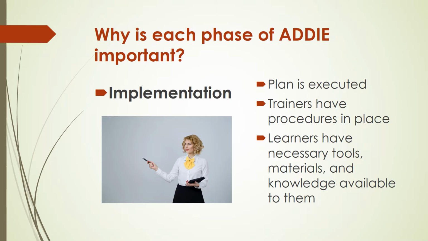Implementation is the fourth phase of the ADDIE model. This is where your plan is executed. Trainers need to have procedures in place to present the instructional information. Learners need to be set up for success and have the tools, materials, and knowledge available to them. Your learning environment must also be arranged.